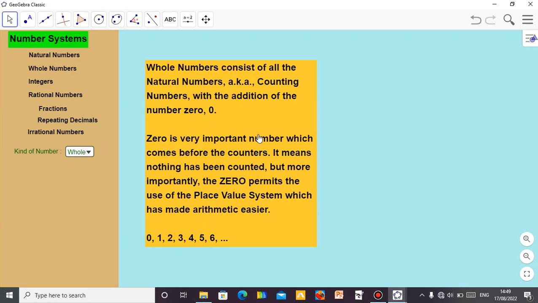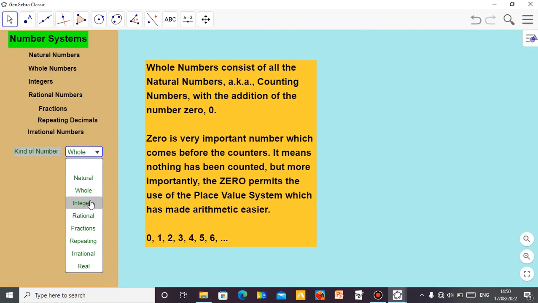So 0 is a very important number which comes before the counters. Very important. And you know what 0 means? It means nothing. A number that means nothing. But more importantly, the 0 permits the use of the place value system, which has made arithmetic easier. When we are talking of place value, 0 is very important in that. So that is another aspect. So this is what whole numbers mean. So take note of that. They are natural numbers that begin with 0. You must put 0 there as one of them.